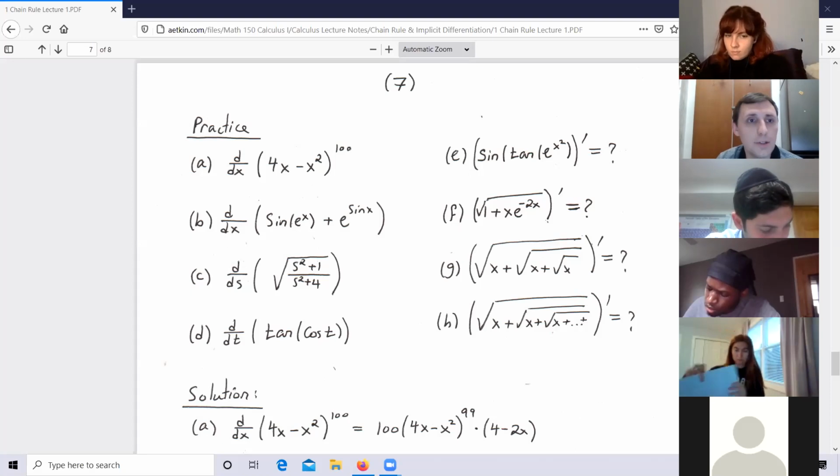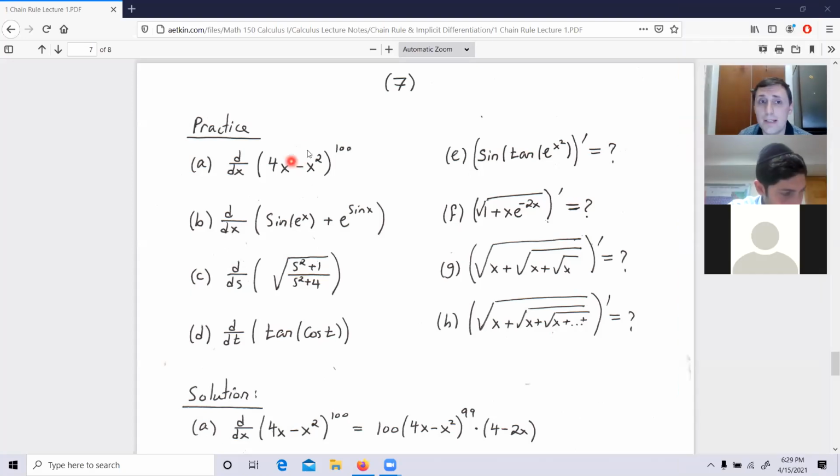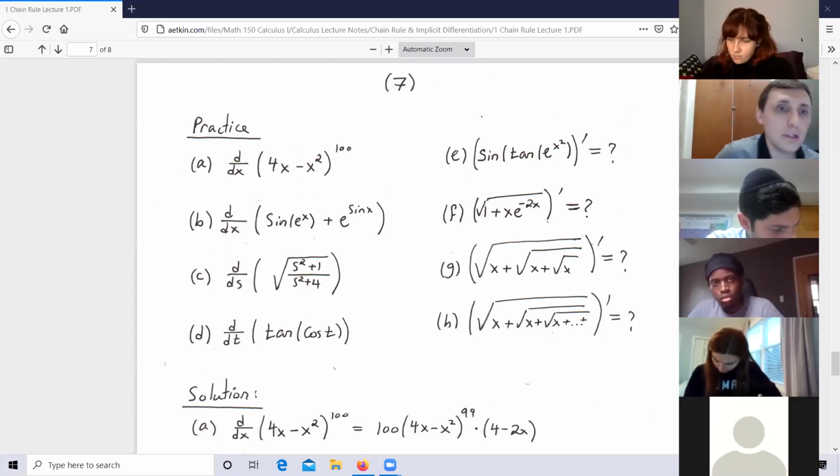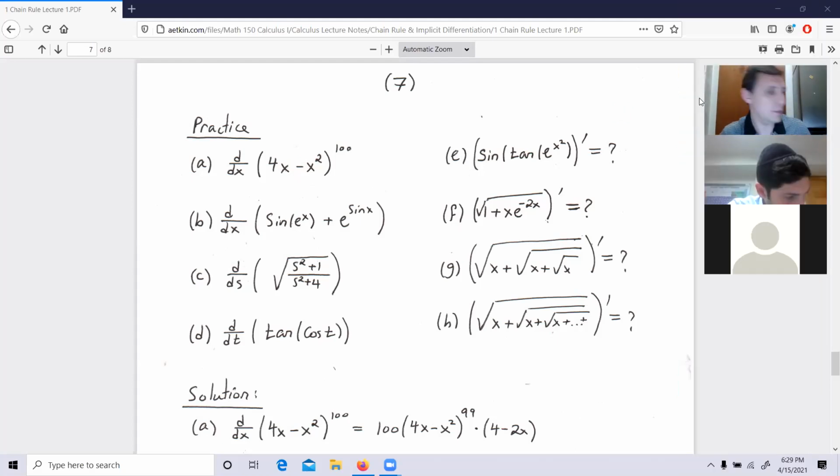All right. So this one is not too bad, I hope, guys. It is just what? It's one polynomial that has eaten another. It's a sort of cannibalism here. So the derivative, yes, I see that a lot of you are writing correctly. So the derivative is 100 times 4x minus x squared to the 99 times the derivative here, which is 4 minus 2x. And we're done.